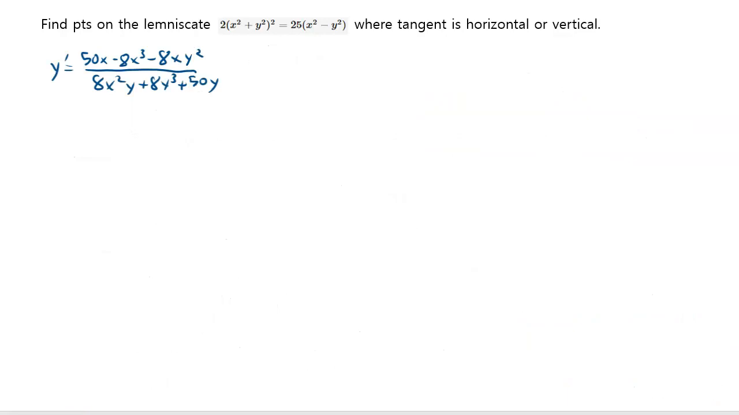Once we get y prime, by the way, this can be further simplified because both top and bottom are divisible by 2. They're all even numbers. So we're going to divide everything by 2, and that gives you (25x minus 4x cubed minus 4xy squared) over (4x squared y plus 4y cubed plus 25y).